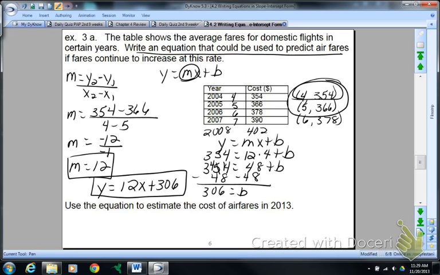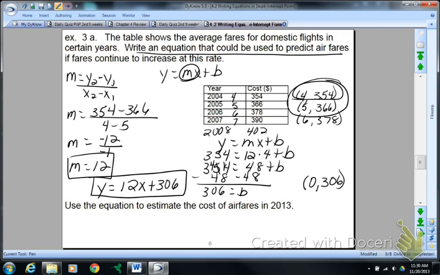Now what exactly does that mean? Does anyone know? Remember what I told you that we're going to start in the year 2000? So in the year 2000, that would be the ordered pair. What is your y-intercept? 0, what? 306. So what does that mean? Thank you. In the year 2000, it cost $306 to fly. And then it increased by 12 every single year.